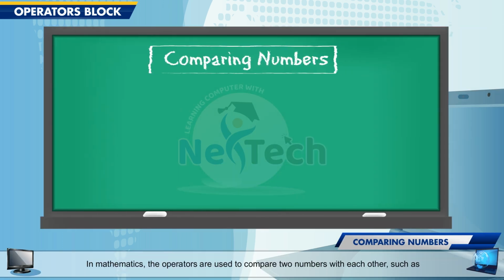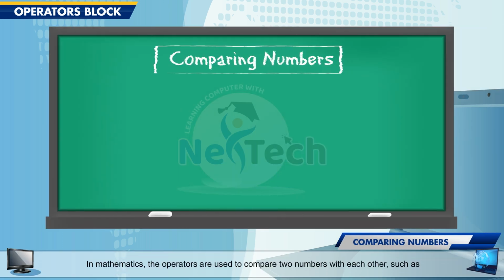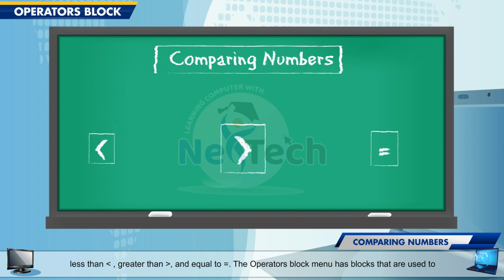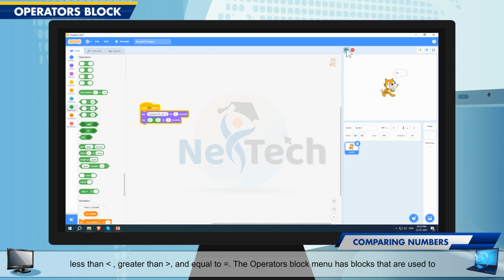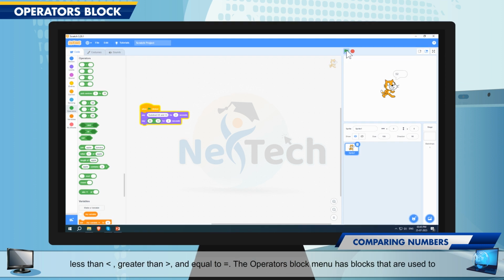Comparing numbers. In mathematics, the operators are used to compare two numbers with each other, such as less than, greater than, and equal to. The Operators block menu has blocks that are used to compare two numbers.